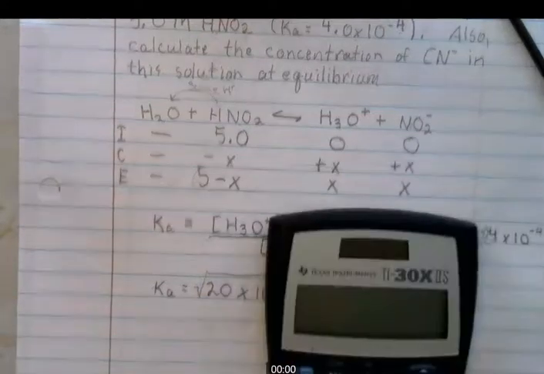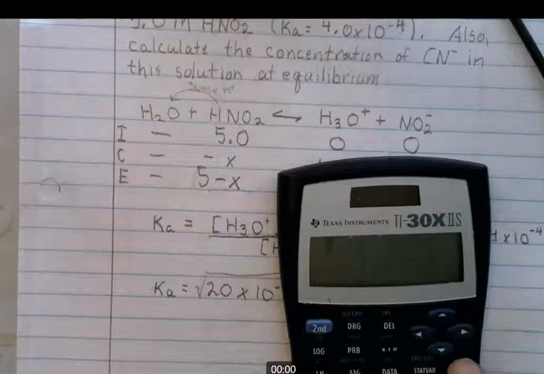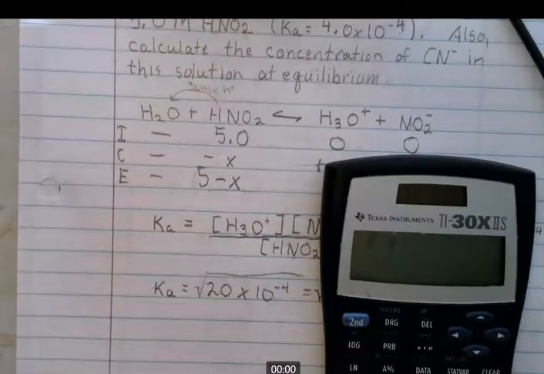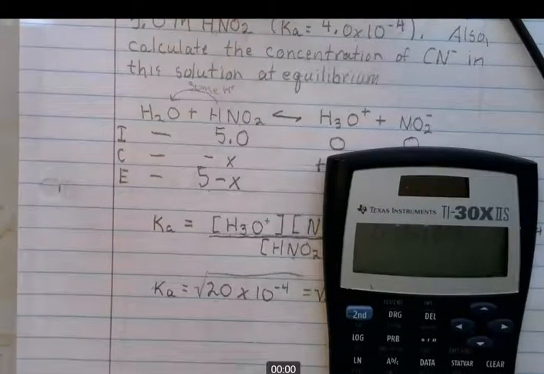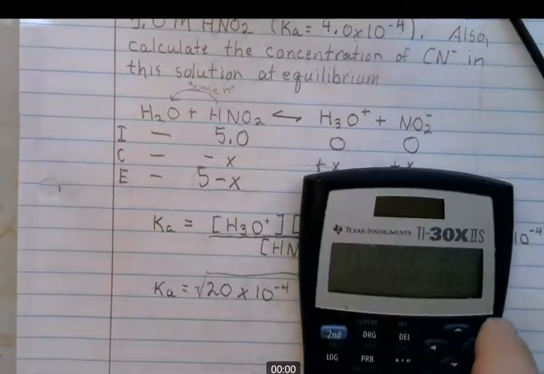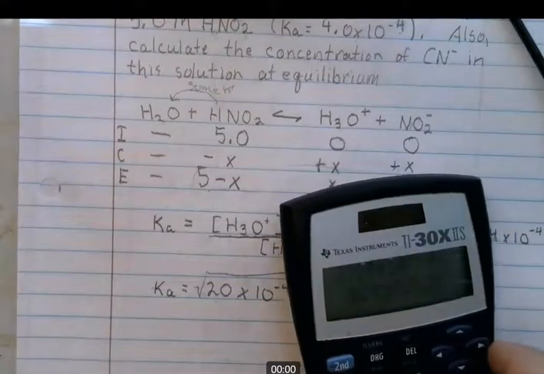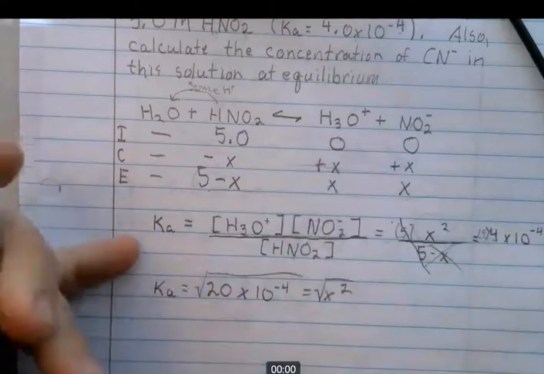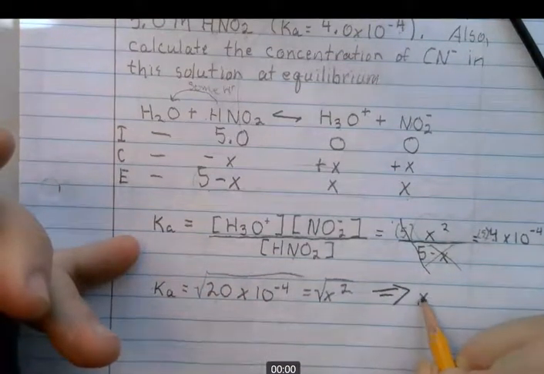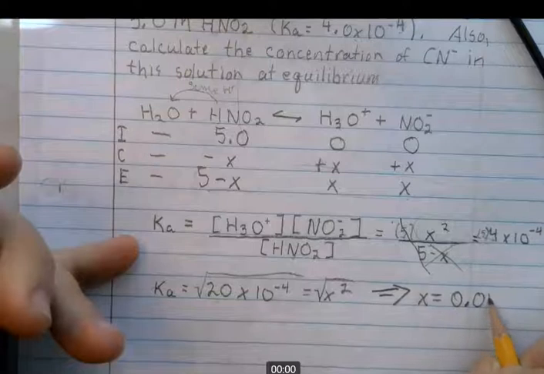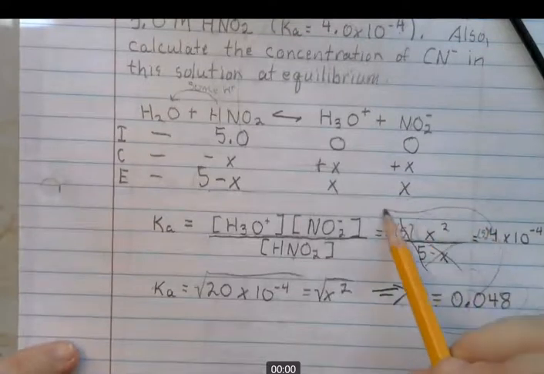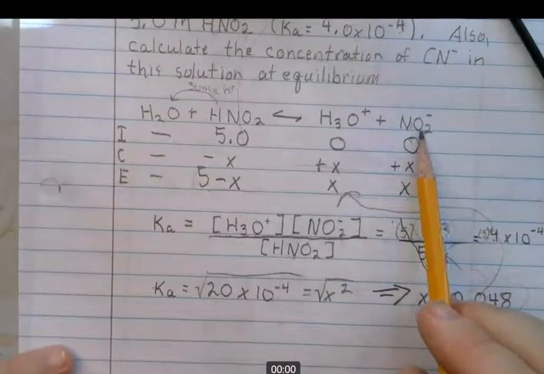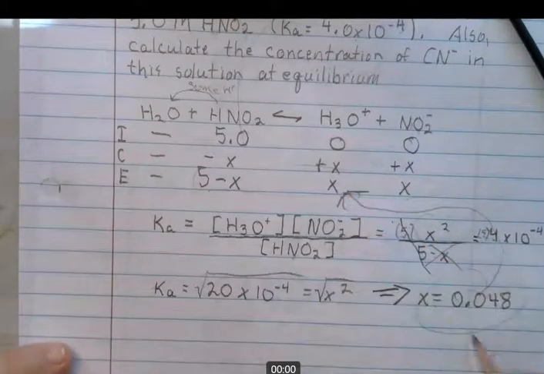Go ahead, let's do that here on the calculator. So it's second X squared, 20 times 10 caret negative 4 close parenthesis equals, and that gives us 0.0447, let's just call it 0.048. So X equals 0.048. So that is our hydronium ion concentration right there. Okay, it's also the concentration of the NO2 minus, but we don't care about that. We care about this. All right.